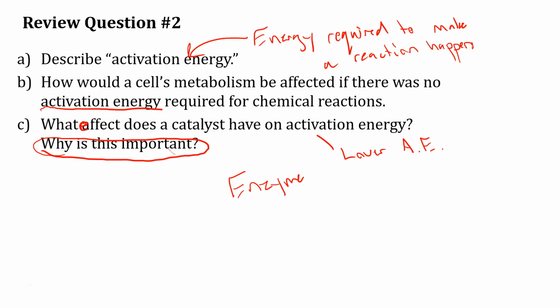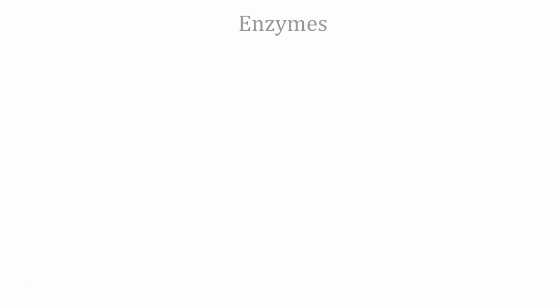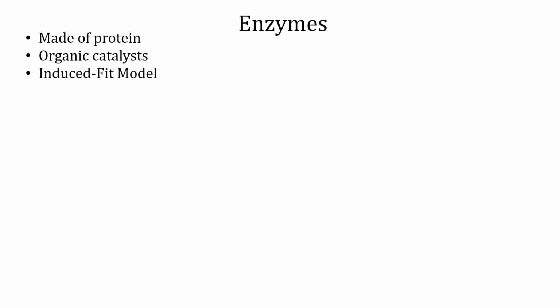Okay, so let's talk a little bit about enzymes, because these are important. Enzymes are proteins. Hopefully this is a review from chapter 3. And they're also organic catalysts. So they are things that the cell utilizes to bring down the activation energy of reactions and allow those reactions to occur. Now, the shape and the function of an enzyme is best described, at least up to this point, by a model that we have called the induced fit model.